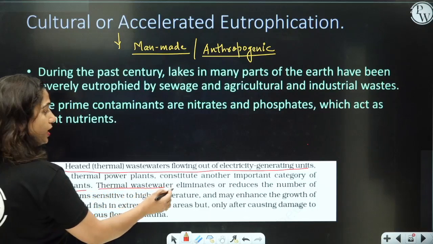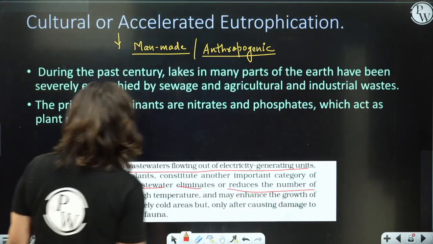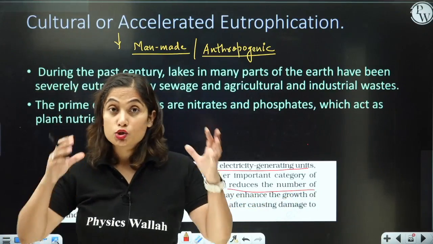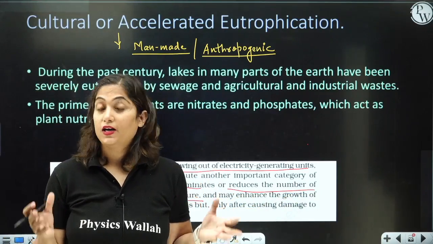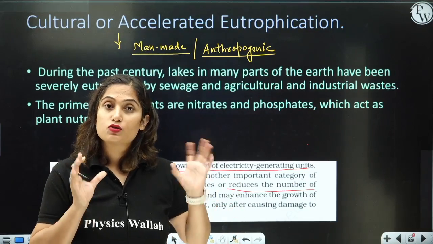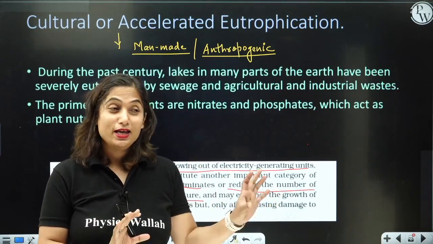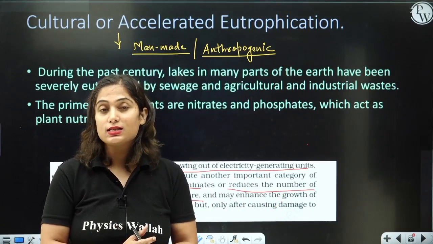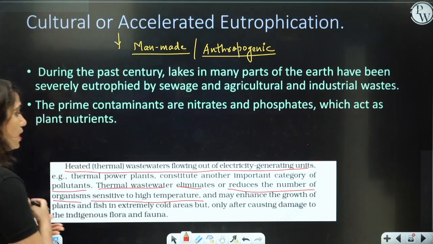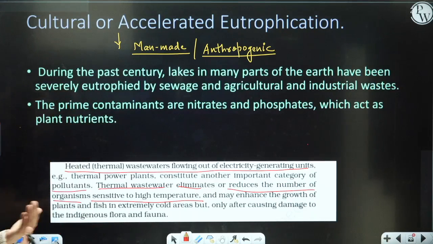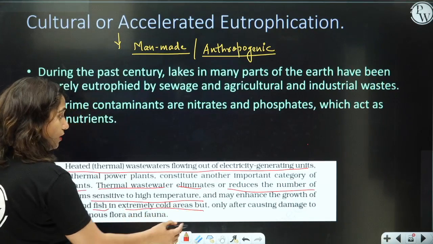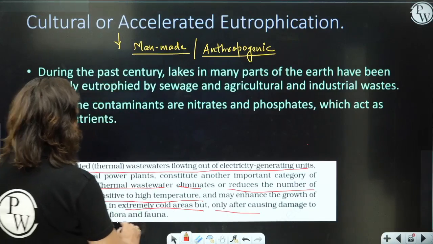Thermal wastewater eliminates or reduces the number of organisms sensitive to high temperature, right? This thermal wastewater is maintained at very high temperature, and when this is released into the rivers or lakes, it causes harm to all those organisms which are sensitive to high temperature and leads to their death. But it may enhance the growth of plants and fish in extremely cold areas, but only after causing damage to the indigenous flora and fauna.